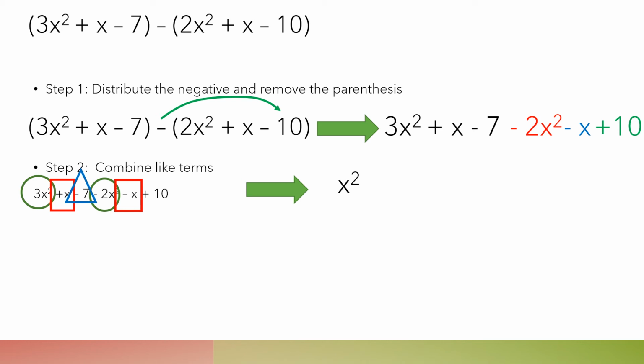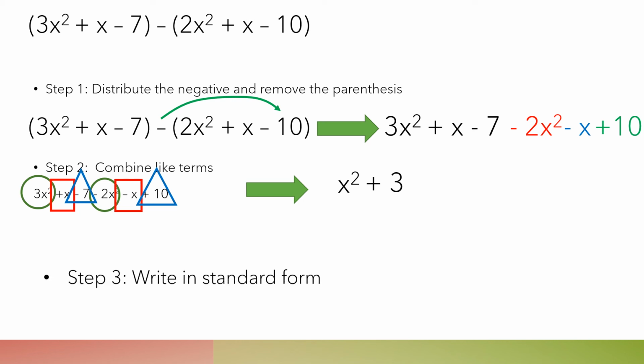And then if I look now, the next term is a negative 7. That's just a constant. It's just a number. So I'm going to look for something else that's just a number, and I have a plus 10. So negative 7 plus 10 will give me a 3. So I have x squared plus 3.